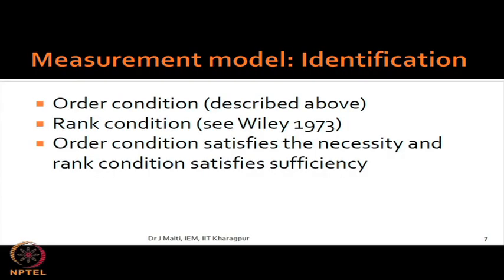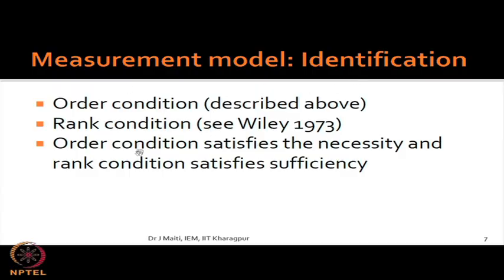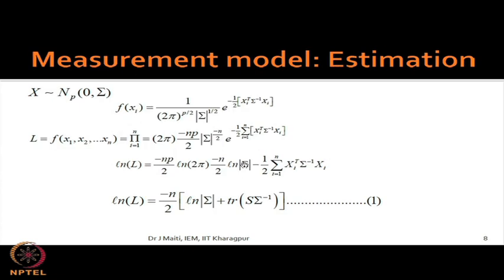There is another condition called the rank condition, because we are basically talking about matrices. The rank of the matrix is an important issue here, and it is a little bit complicated also. So, the rank condition you also have to satisfy in parallel, and that rank condition is the sufficient condition. For example, it is given in Wiley 1973, that is the reference. So, order conditions satisfy the necessity and rank condition satisfies the sufficiency. Let us assume that it is done, in the sense the model is identified.